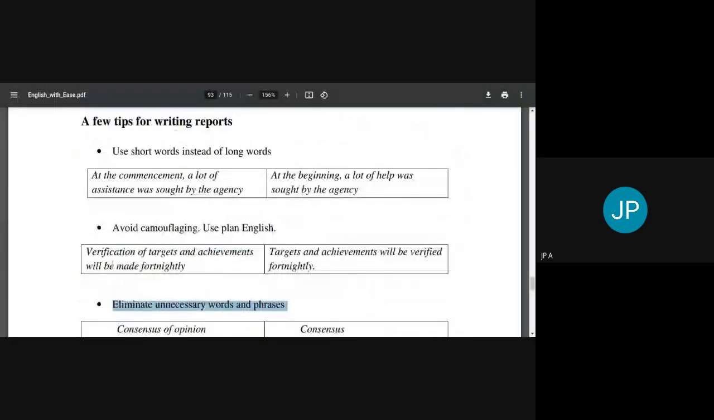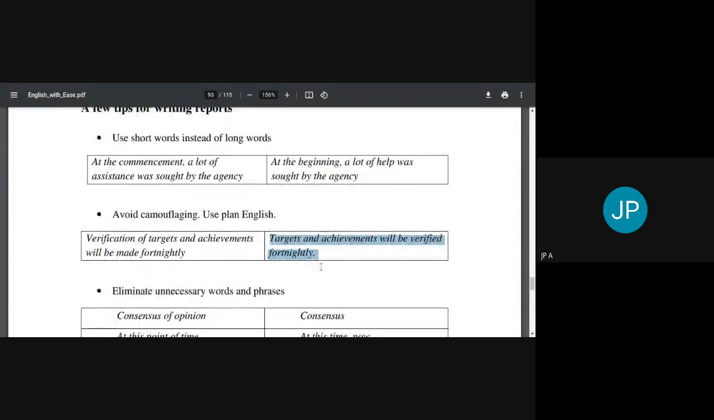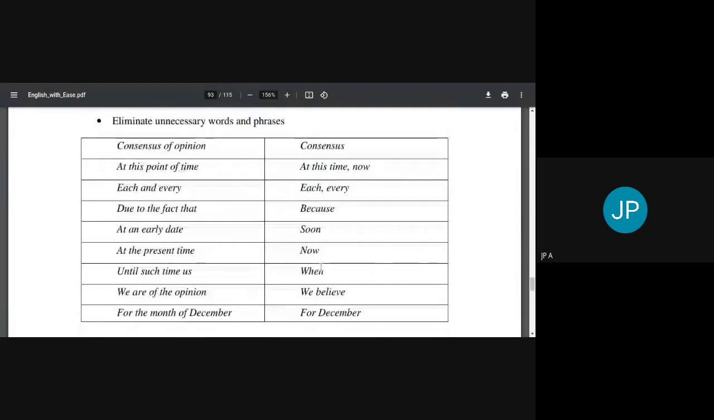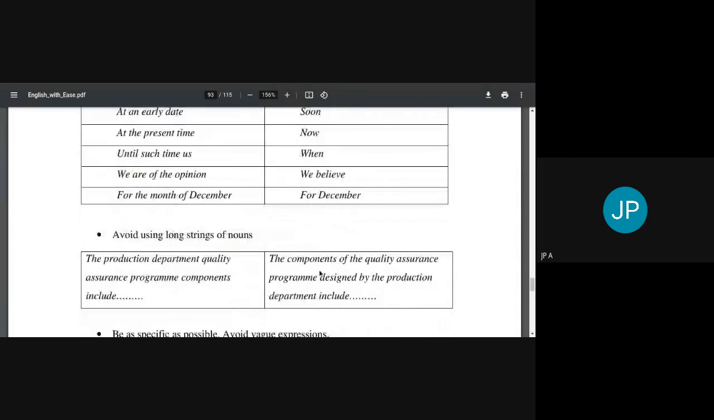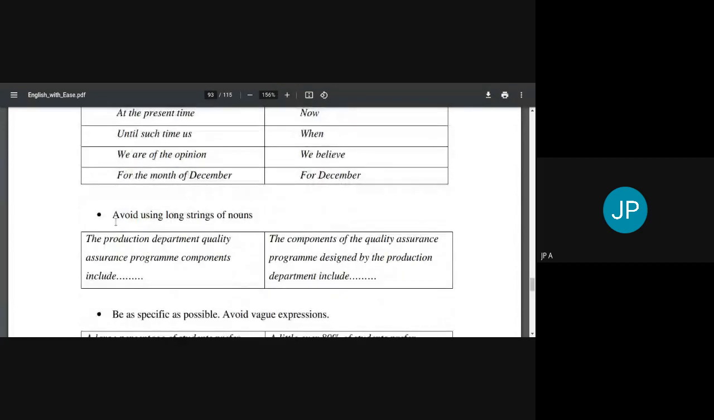See, ഇതൊരു passive voice sentence ആണ്. You can put it as active voice. Targets and achievements will be verified fortnightly. So use plain English. Plain English means simple language which everybody can easily follow. Avoid using long strings of nouns.